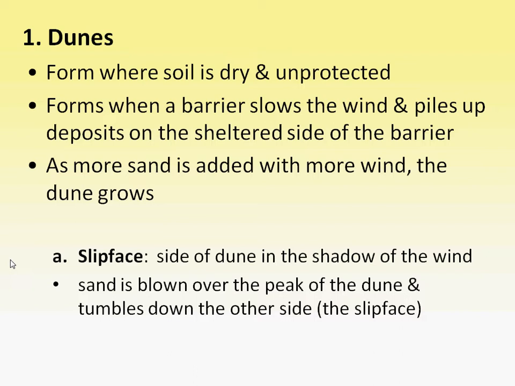And so what happens is it deposits on the slip face. The slip face is the way away from wind. It's on the back side. And basically it creates this angle, and the dune grows out that way.